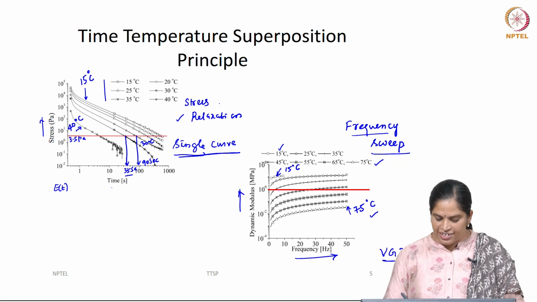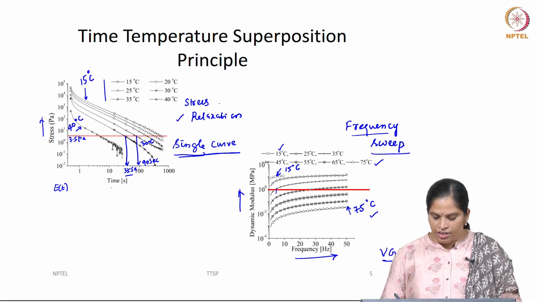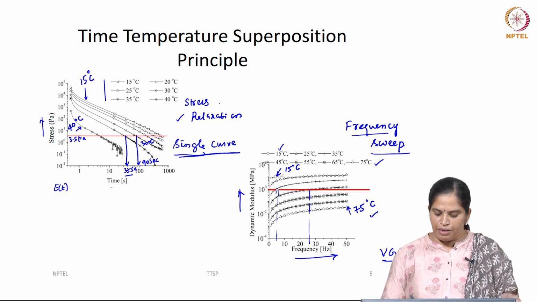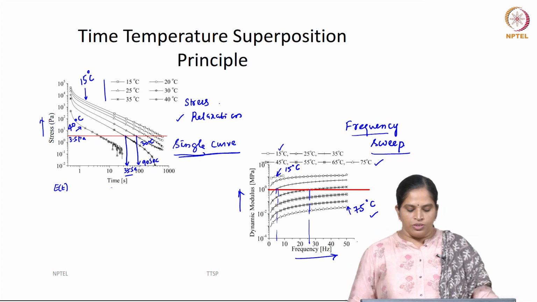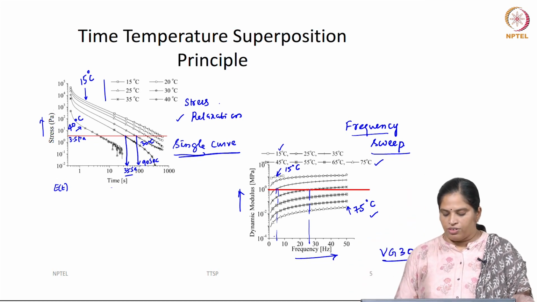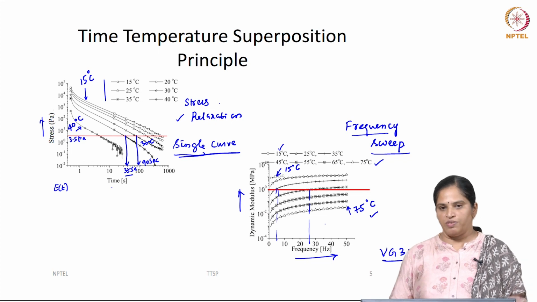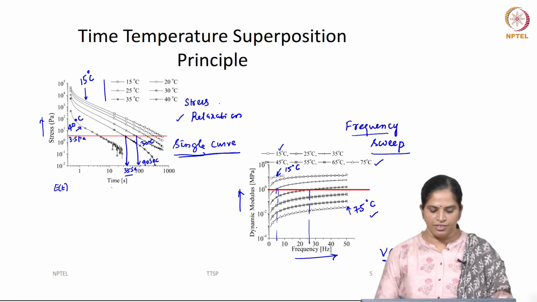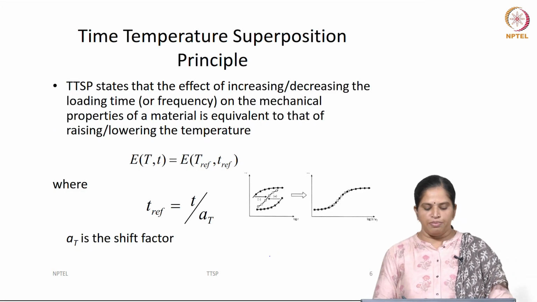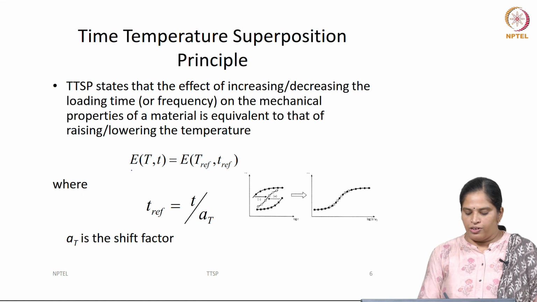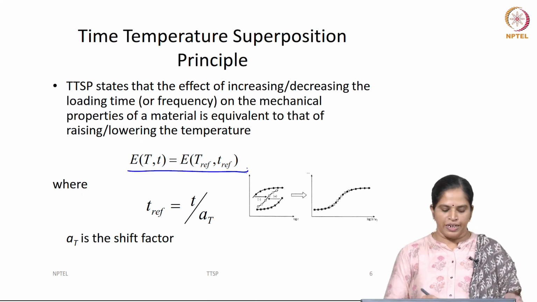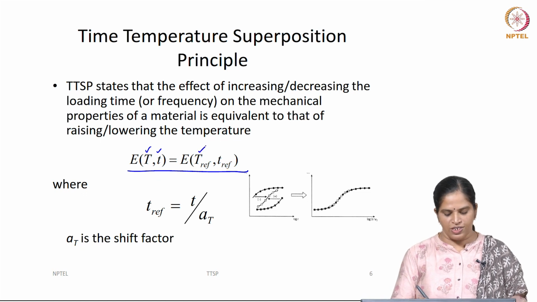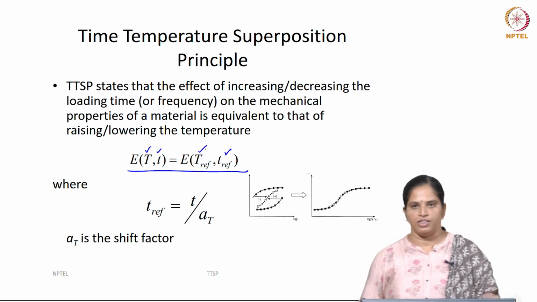So, you can see the same dynamic modulus value occurring at different frequencies when the temperature is varied. Now, we are going to use this concept, same dynamic modulus at different frequency and different temperature, for constructing the master curve for a dynamic modulus. So, as the time temperature superposition says, modulus at a specific time and temperature is equal to a modulus at some other reference time and reference temperature.